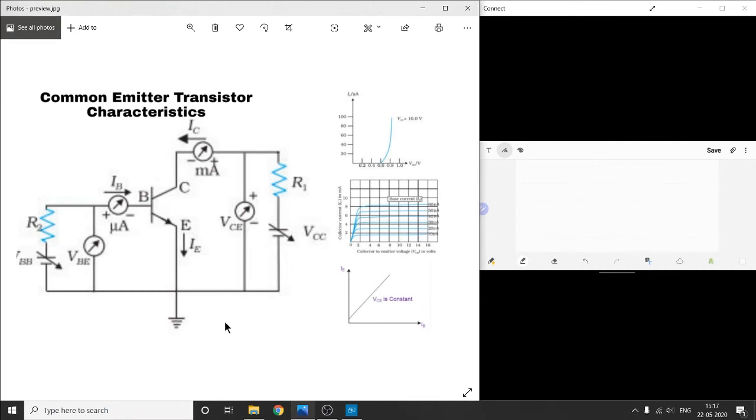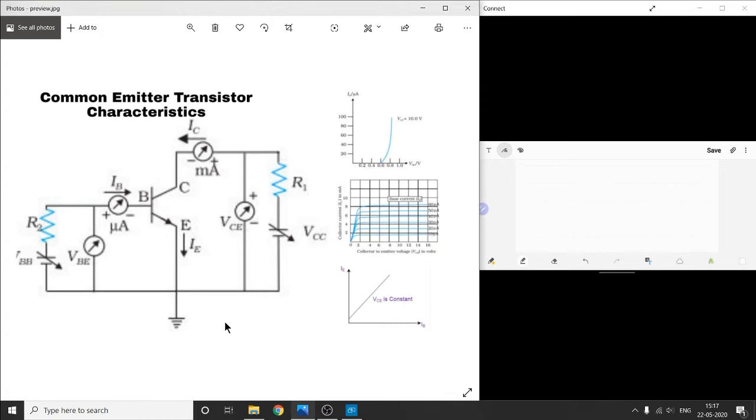Today I am going to explain a practical based on common emitter transistor characteristics. This is a very basic fundamental experiment which the students of BSc final year of University of Autonomous Colleges can do. Even in BSc Electronics, the students can do this experiment. In some of the colleges, this experiment is also in MSc for electronics.